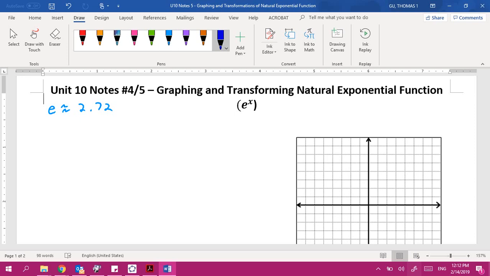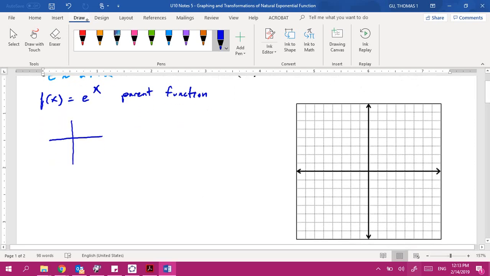First, we're going to do the most basic one, the parent function. Remember, the parent function of any exponential function is just a base raised to x. So in this case, f of x equals e to the x. This will be our parent function. We're going to start with 5 points just to be very accurate at the beginning. Then later we'll just use 3 points.